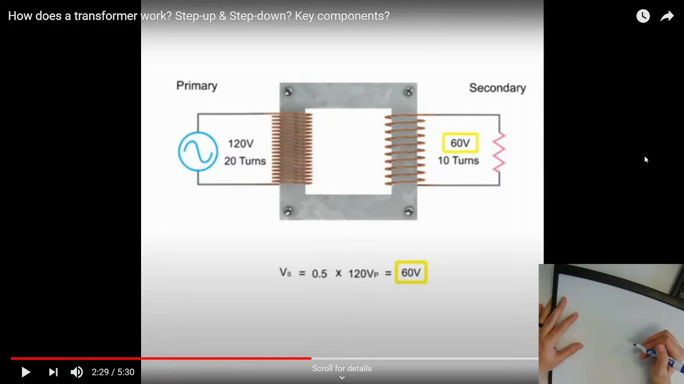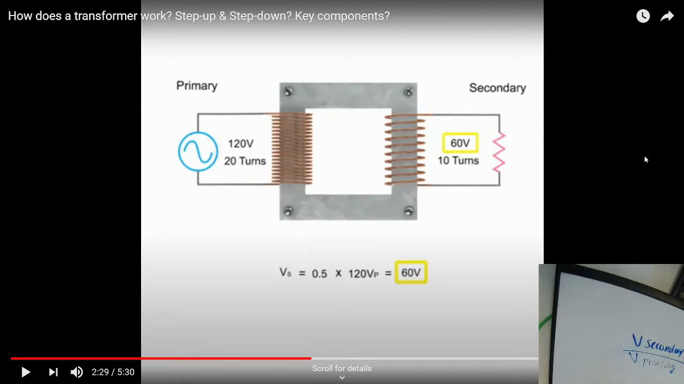Alrighty, guys. So this is our formula. V of our secondary, which is just voltage, over V of our primary. Okay. And so turns ratio of our secondary. Sorry, I know my handwriting's really god-awful. Over turns ratio of our primary.